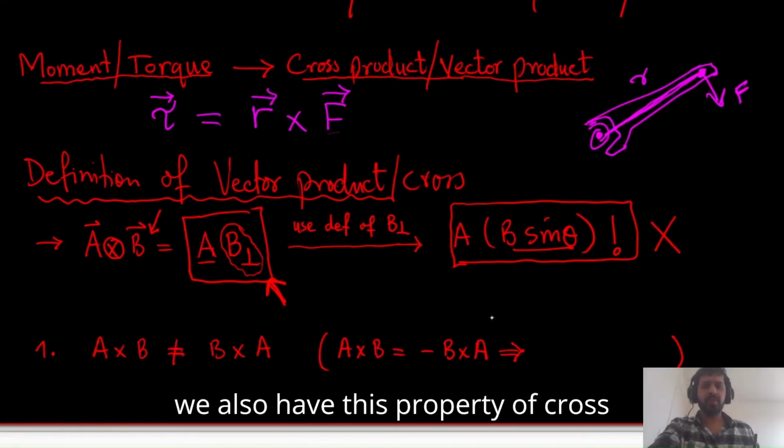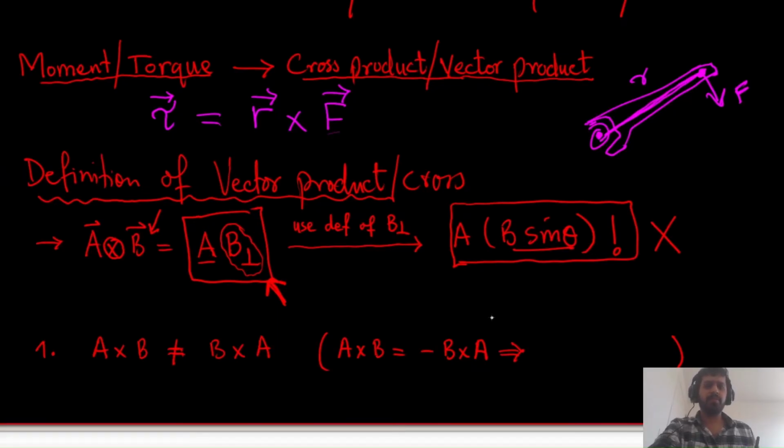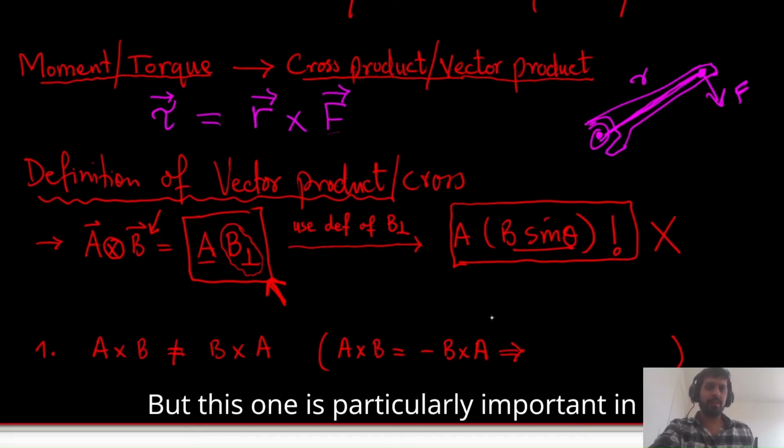We also have this property of cross product or vector products, which is relevant to this concept of moments. There are also other properties of cross product, but this one is particularly important in reference to this topic.